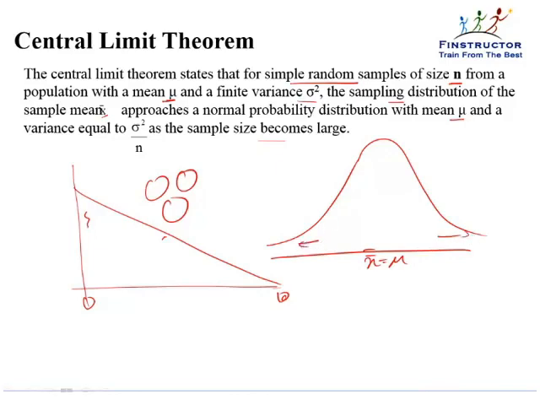So the original distribution, if it is normal, very good, then definitely this will also be a normal distribution. But even if the original distribution is not normal and we are taking large enough samples, large here implies sample size should be greater than 30, then the sampling distribution follows a normal probability distribution with the same mean as that of the population, or the same expected mean, and a standard deviation equal to sigma by root n, or variance equal to sigma square by n.